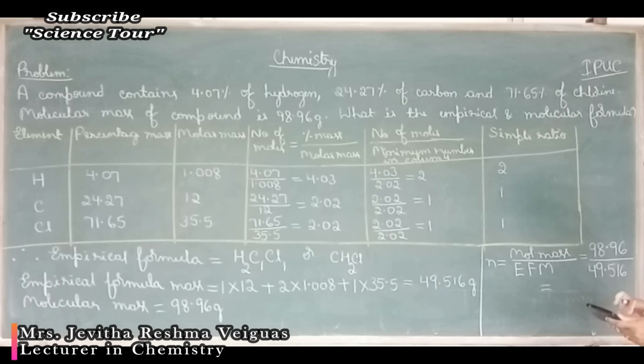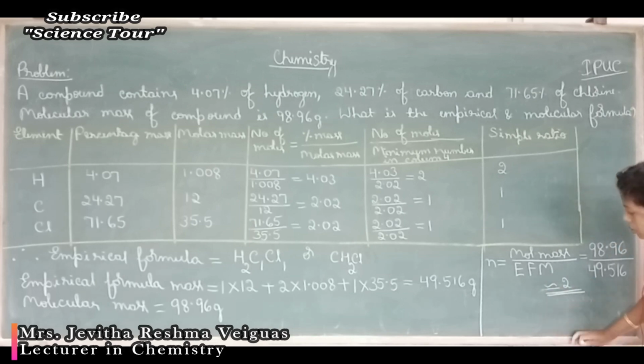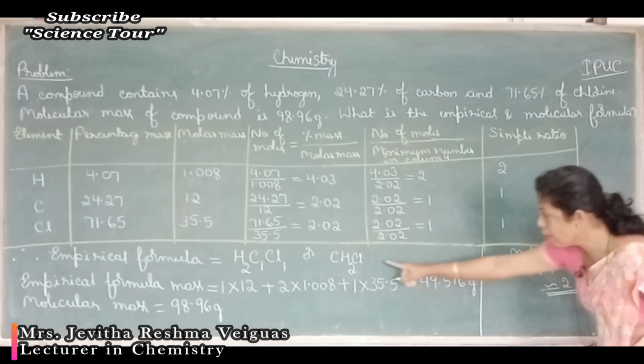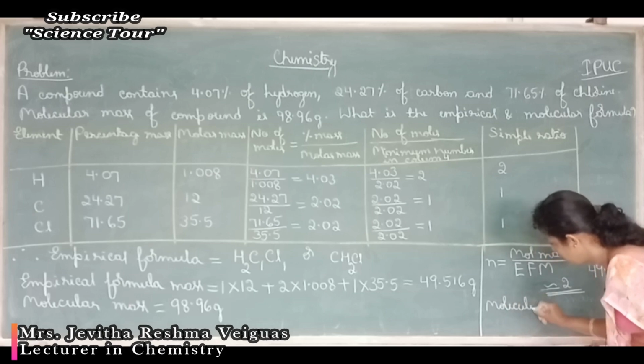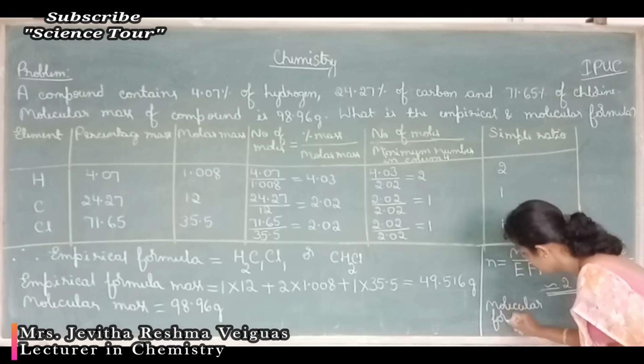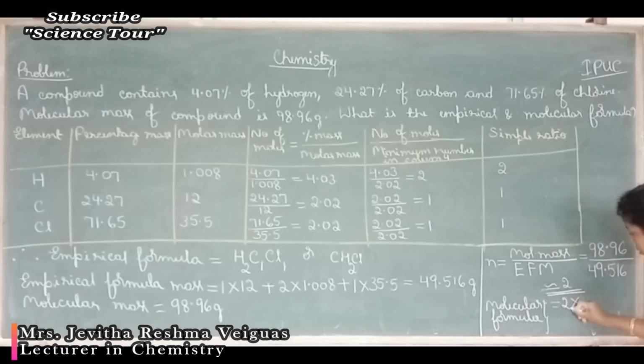98.96 divided by 49.516 is approximately equal to 2. So the integer is 2. Now multiply the empirical formula CH2Cl by 2. So the molecular formula is equal to 2 into CH2Cl, that is equal to C2H4Cl2. Multiply the number of atoms by integer 2.